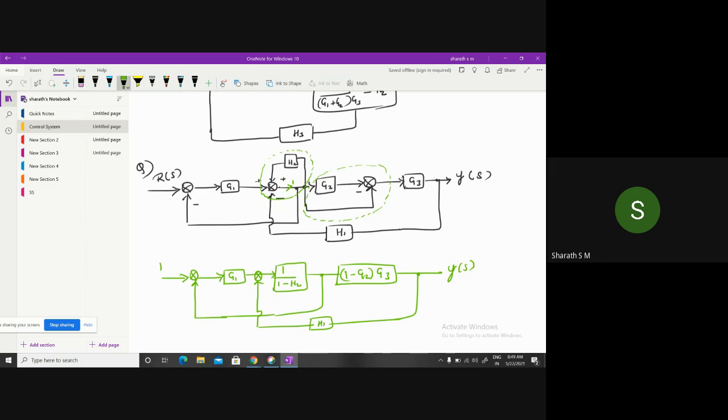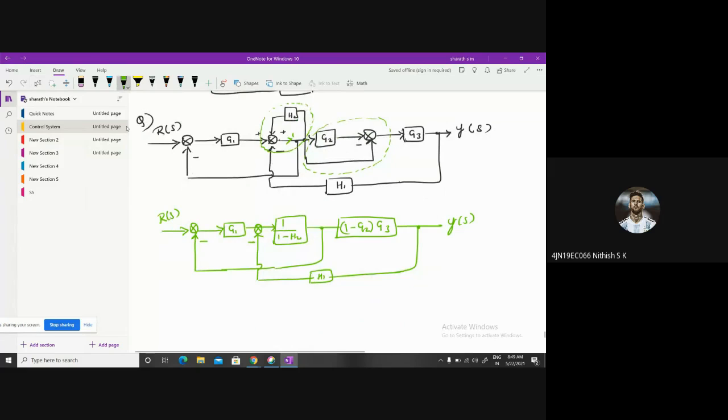Roll number 66. Yes, sir. Yeah, what is the next step? Sir, negative feedback. Sir, H2. Sir, shifting summation point to right. To the right side. So shift the summation point to the right side. So what's the alteration for this block? For this line?